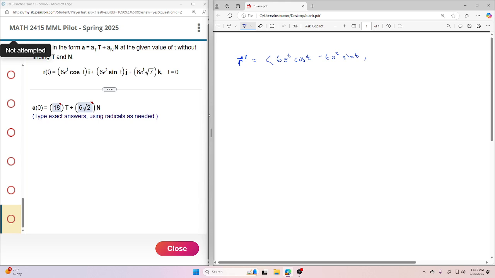Similar here, but then the sine will go to a cosine, and that's a square root 7.